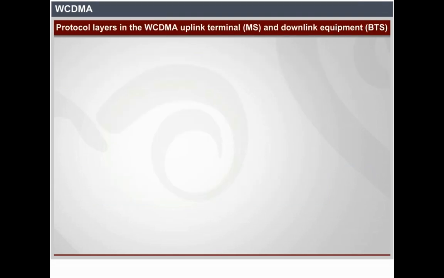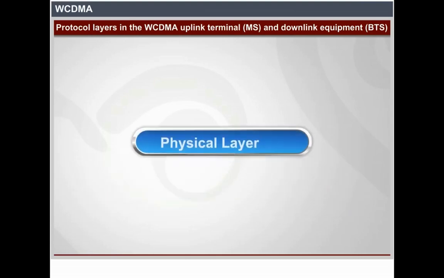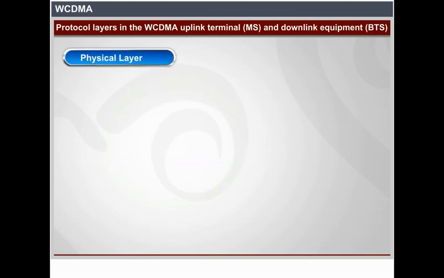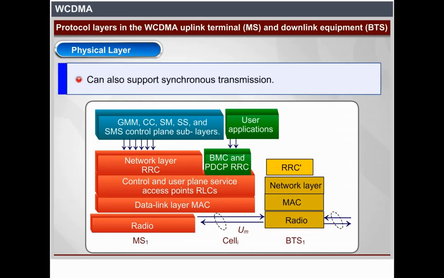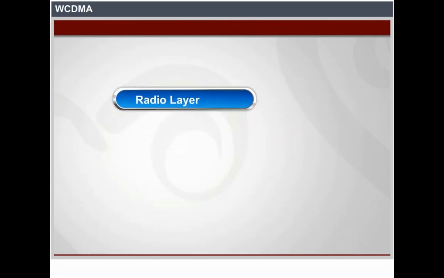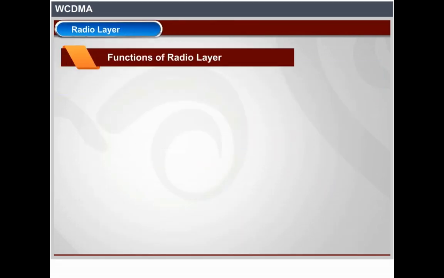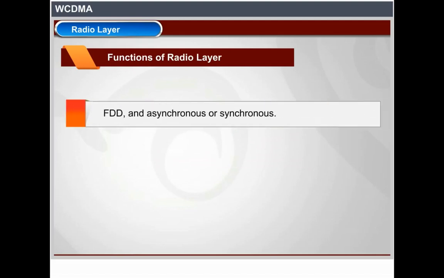Protocol layers in the WCDMA uplink terminal MS and downlink equipment BTS. Physical layer. Physical layer is the Uu radio interface. Supports asynchronous transmission. Can also support synchronous transmission. Radio layer. Functions of radio layer: FDD and asynchronous or synchronous.